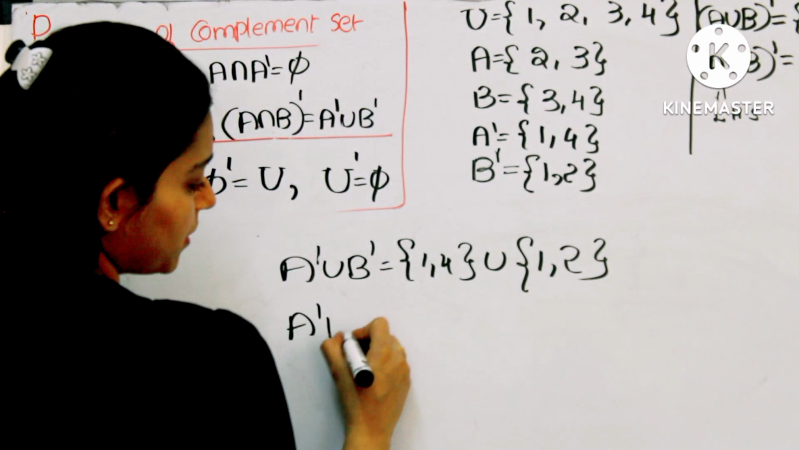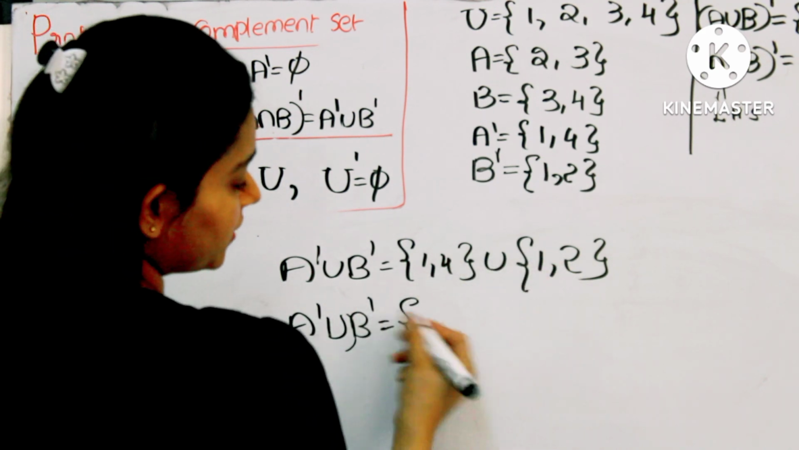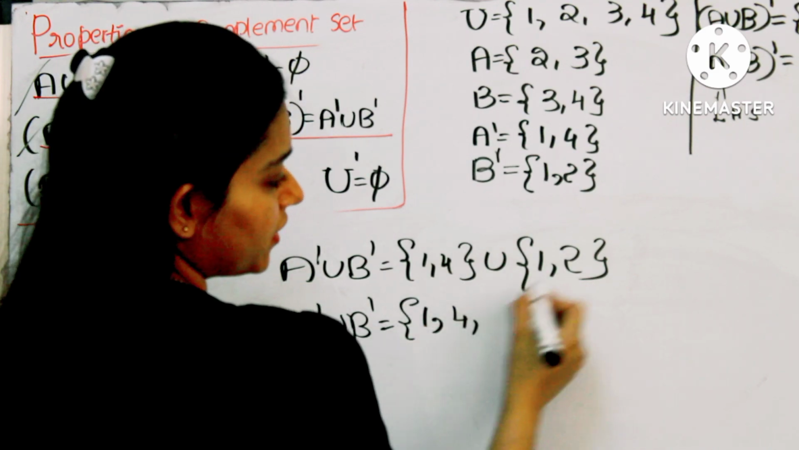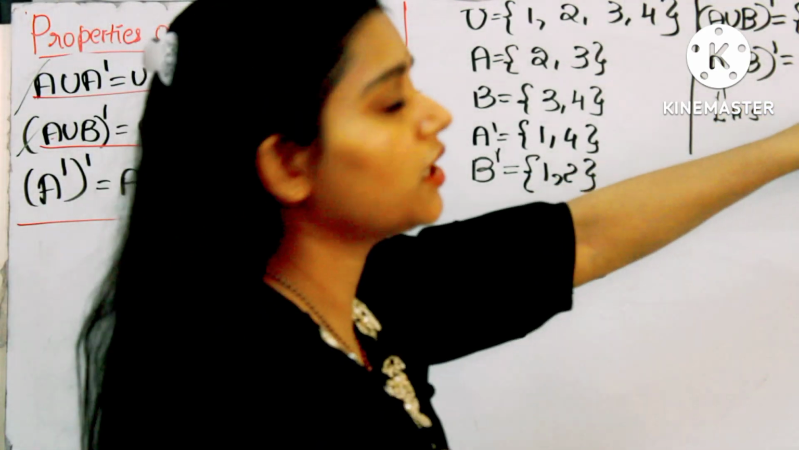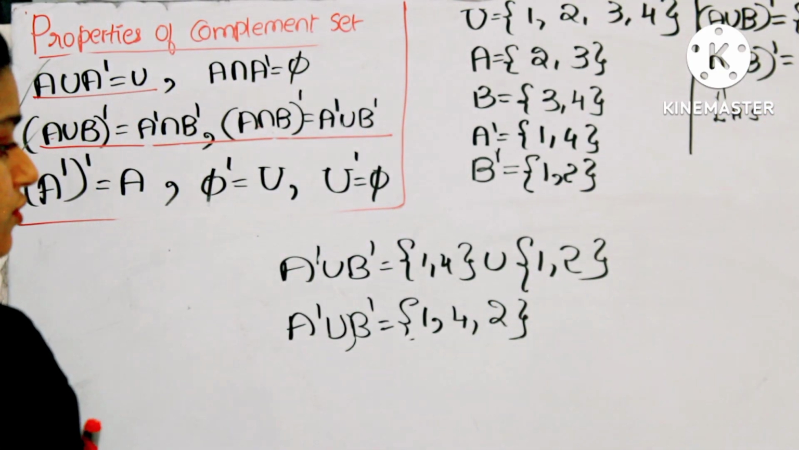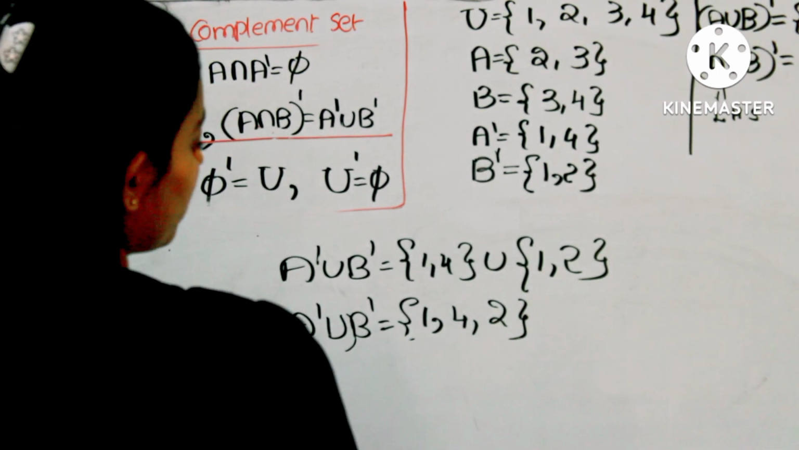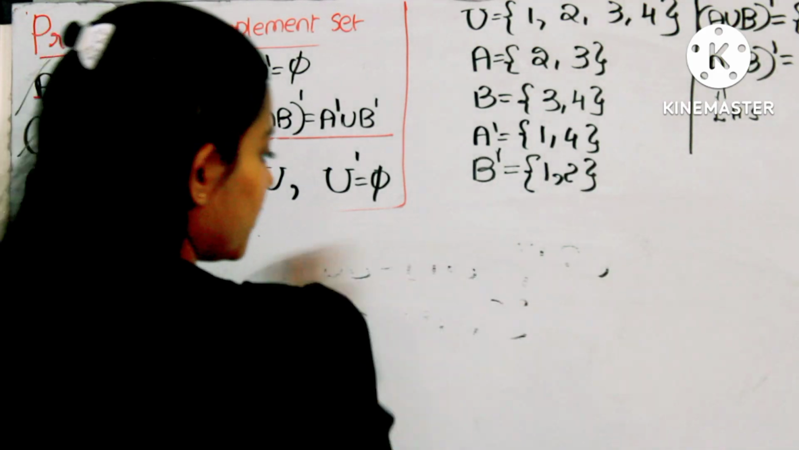So what is A complement union? See here, this is the union. Union means you have to combine the terms. 1, 4 and 1 is already written, so that is 2. So 1, 4, 2, which is equal to 1, 2, 4. Both are equal. So therefore LHS is equal to RHS. This holds again. This means De Morgan's law.